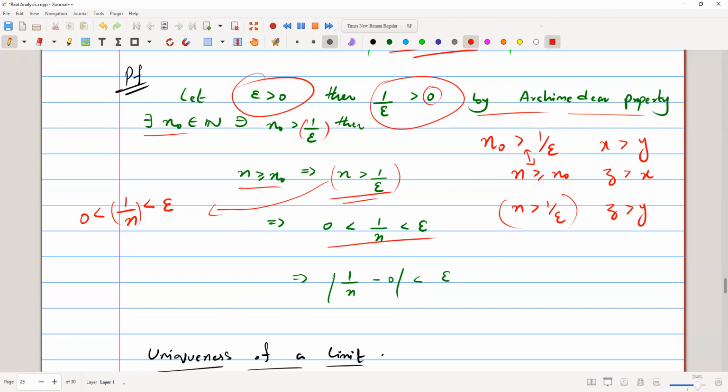Then we can write this in the modulus in this way: the modulus of 1 over n minus 0 is less than epsilon. Because we can subtract 0 from both sides, so 1 over n minus 0 is less than epsilon minus 0. So we apply the modulus: the modulus of 1 over n minus 0 is less than epsilon. This is simple algebra. We already have talked about these inequalities. You can check and verify this.